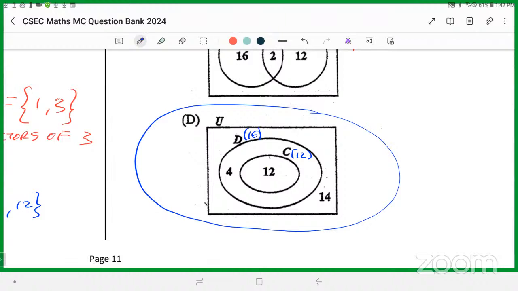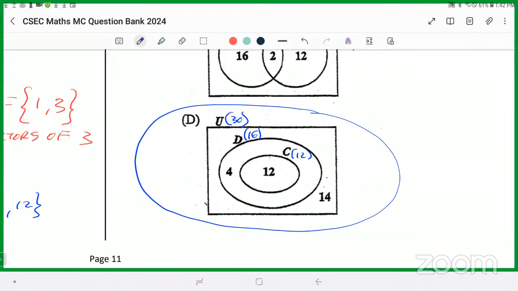And then everything must add up to 30. You have 16 in here altogether, 12 on that, and then this adds up to 30. So that one is correct. Everything must add up to 30. That is the correct Venn diagram for this one.